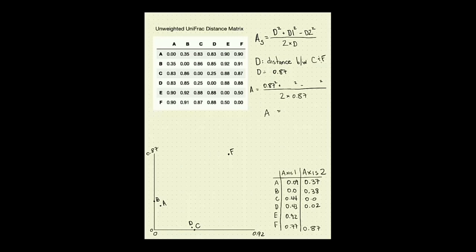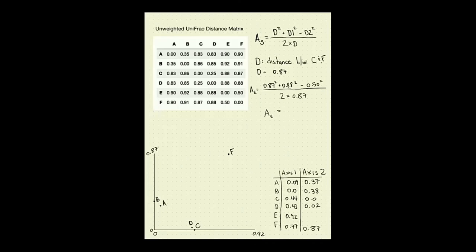Okay, and we are now looking at sample E. So this is going to be AE. And so the distance between E and C, we would look up in the matrix. And so we can go E to C, that's 0.88. So we'll get 0.88 minus the distance between E and F. And so that's going to be 0.50.